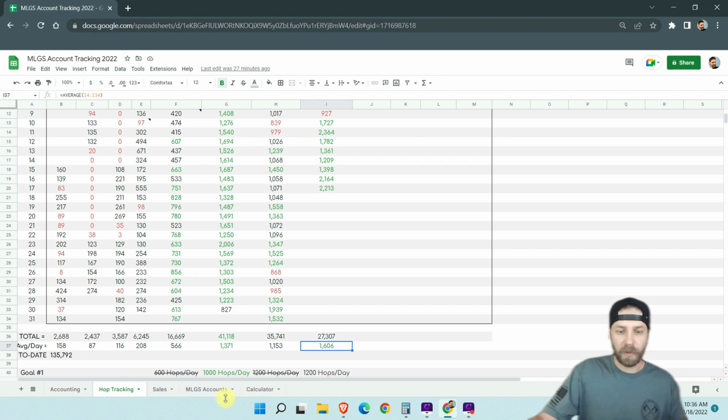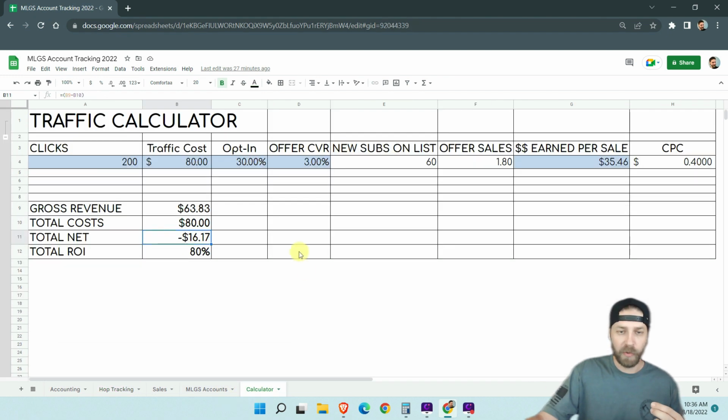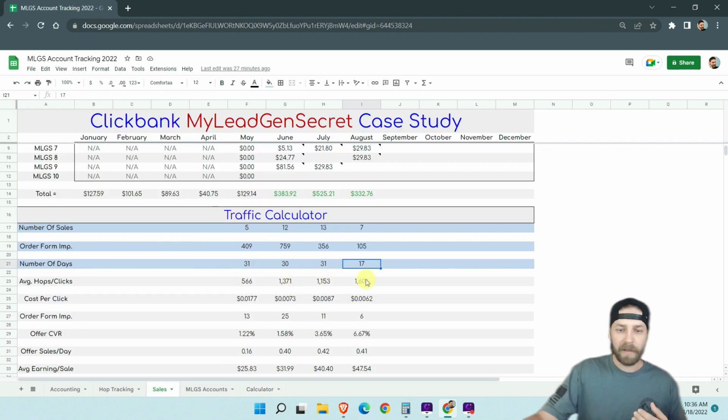Way more than what I showed you on this calculator, but it is cheaper traffic. They are shared leads, they're permission-based leads, so other people are also sending their offers to them. So it's much cheaper traffic. So 1,606 hops on average per day.